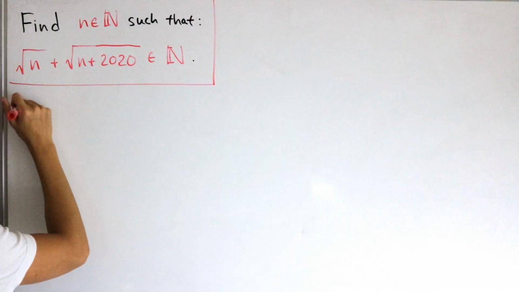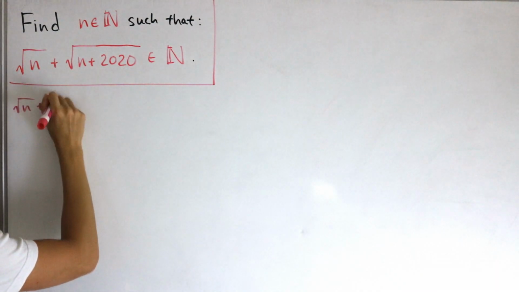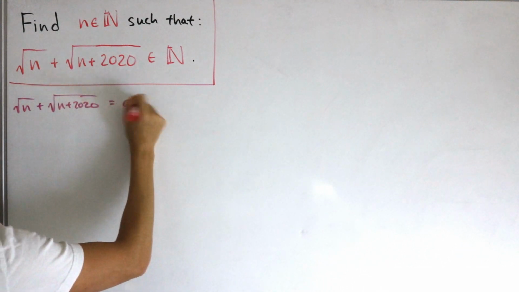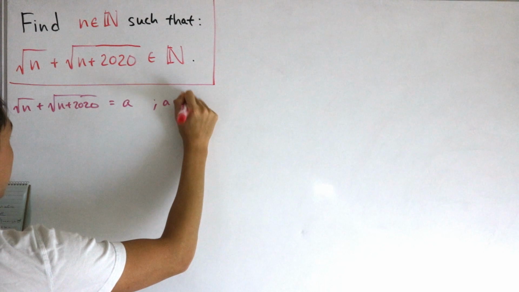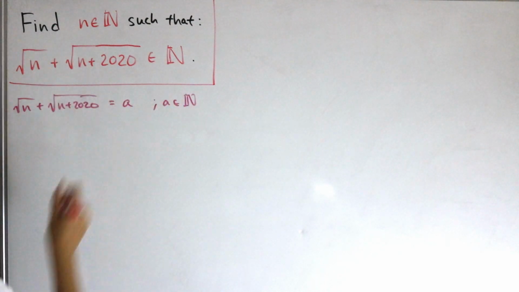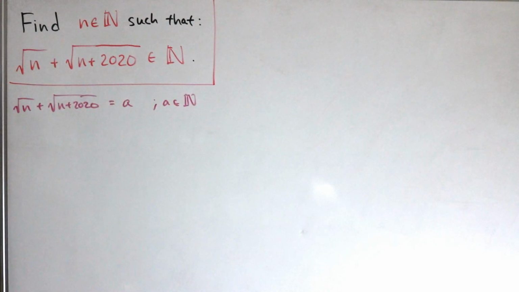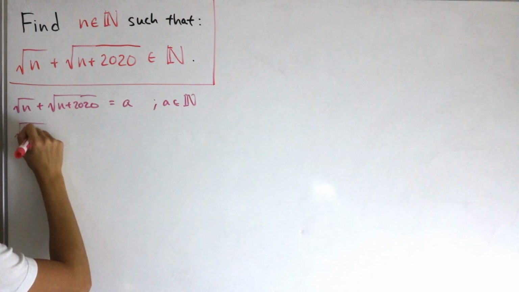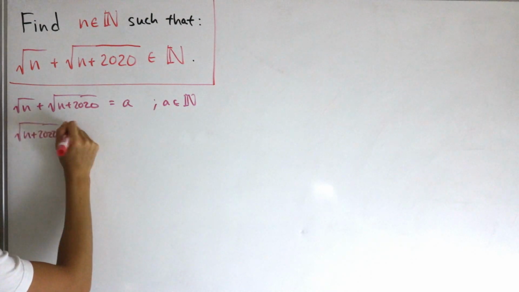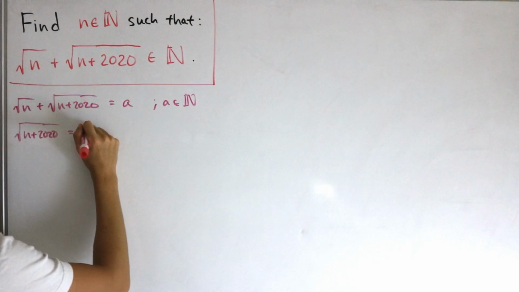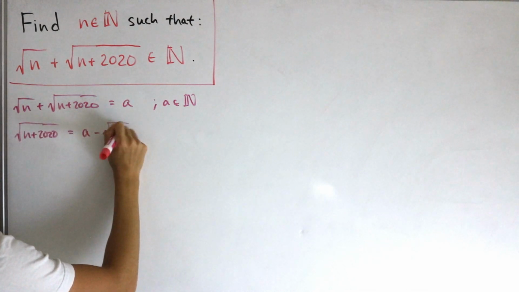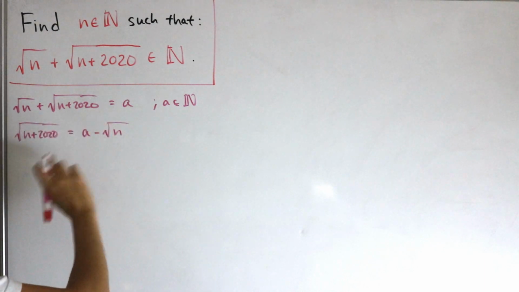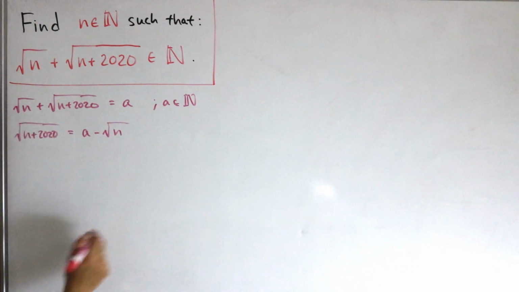So the square root of n plus the square root of n plus 2020, we'll set that equal to a, for a a natural number. Of course, that expression is what we're trying to solve for the natural number n. Applying some typical algebra techniques, we'll let the square root of n plus 2020 stand alone, and subtract the square root of n from both sides. Then let's take the square of both sides, which gets rid of the radical.